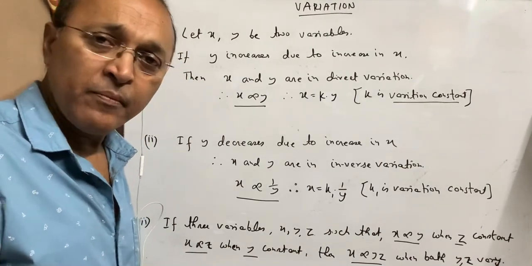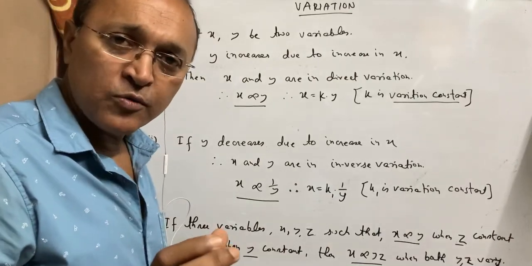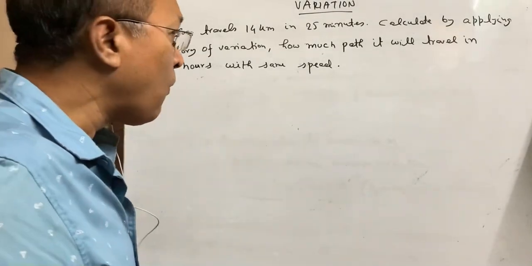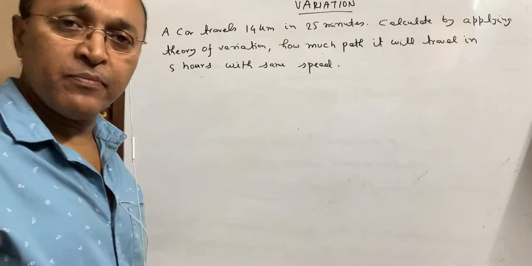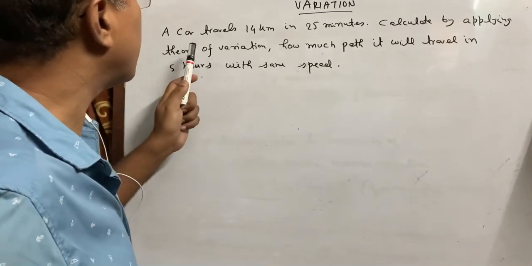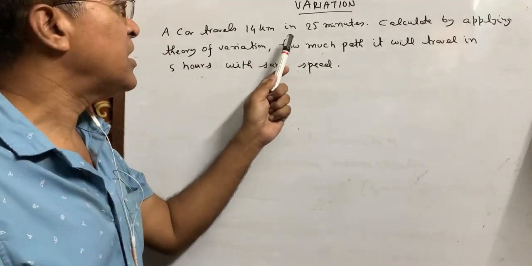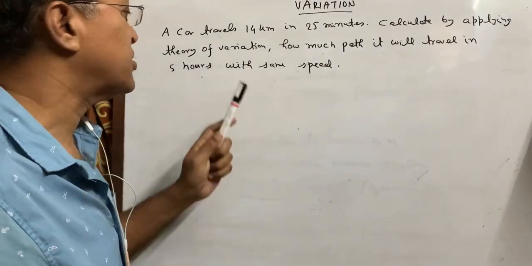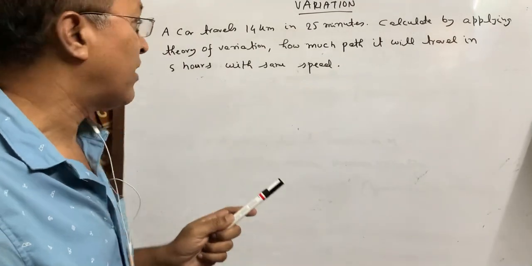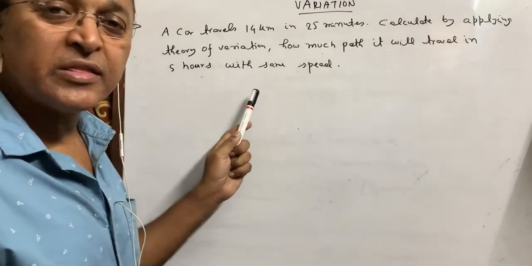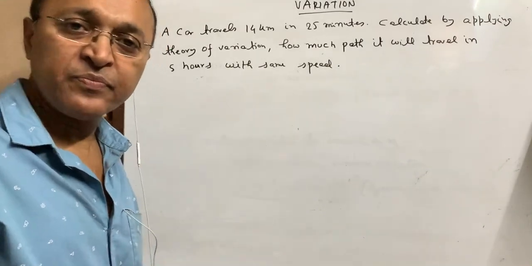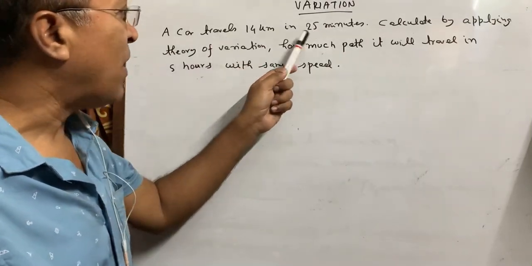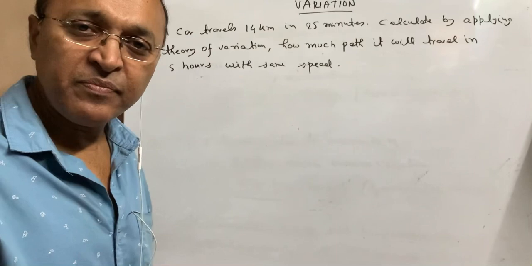Now I am going to show you very good questions belonging to variation. Now let's go through this problem. What is given? A car travels 14 km in 25 minutes. Calculate, by applying the theory of variation, how much path it will travel in 5 hours with the same speed. So try to understand how many factors are there. One factor is path or distance, another is time, isn't it?